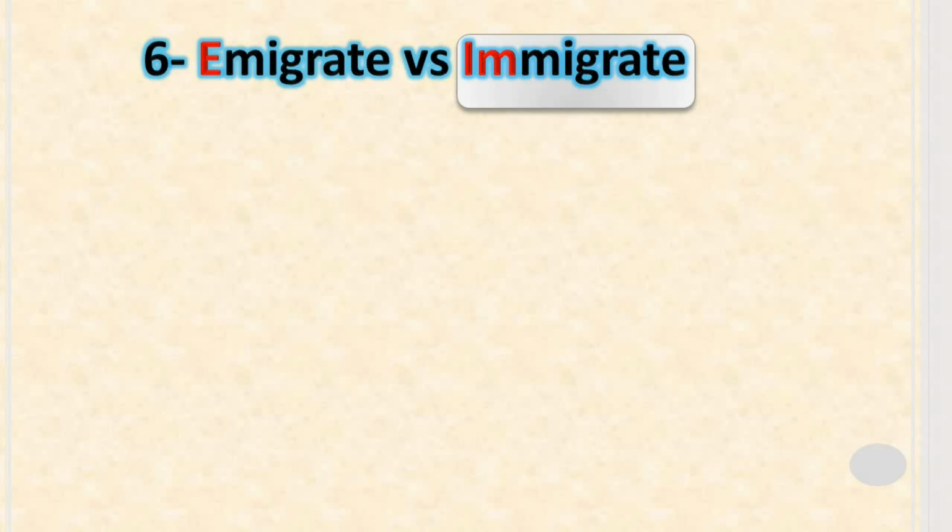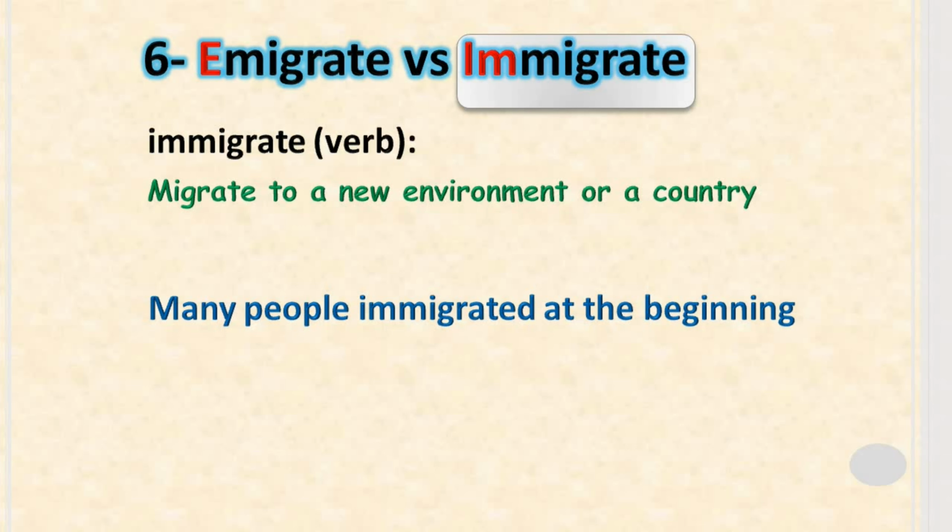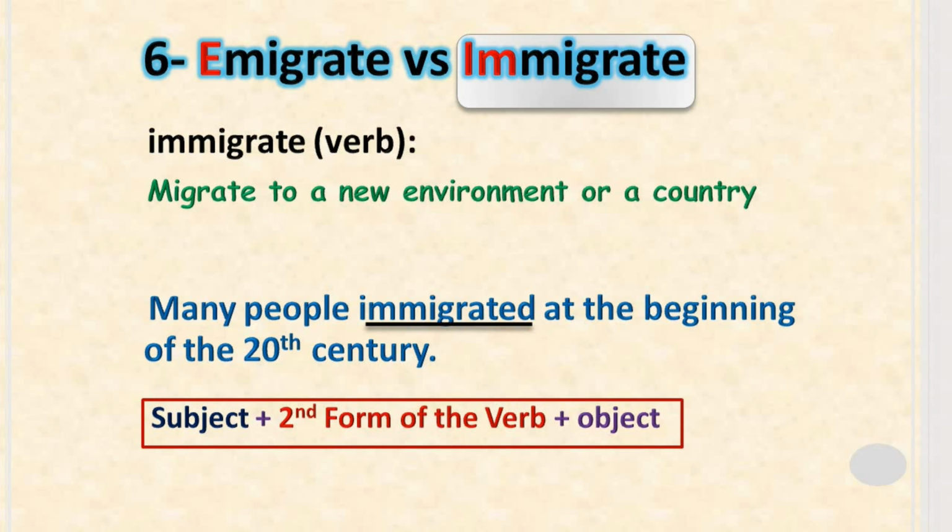Look at the second, emigrate with E. Emigrate, it's a verb only, not a noun. Migrate to a new environment or a country. Many people immigrated at the beginning of the 20th century. They left their countries and went to another country to stay, study or live. Immigrated. Subject, second form of the verb, object, obviously is going to be the past tense, past indefinite.